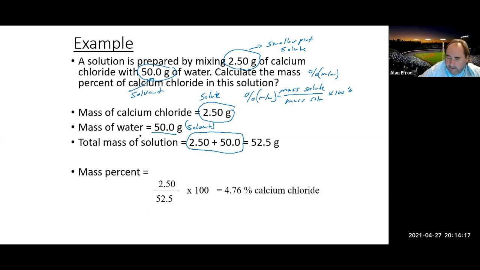And again, you would use percentage here. You would also sometimes write it like this, percent m/m calcium chloride, to indicate that we're talking about mass to mass. Question on that calculation there? So again, the critical part where people mess up is that part with the solution. They forget to add the solute to the solvent. All right.